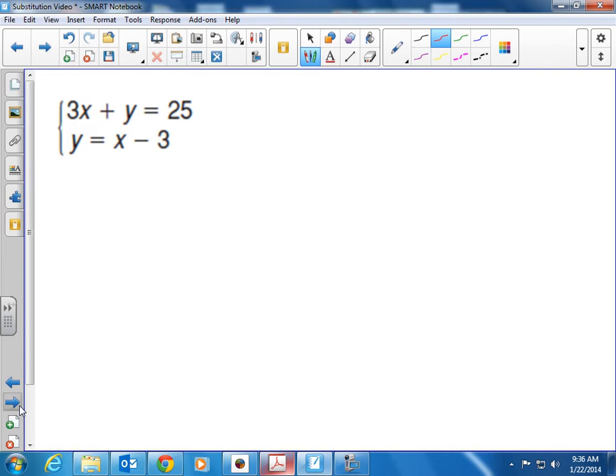Notice this system of equations. I already have in my second equation y solved for. I know that y is equal to x minus 3. Those two sides of the equation are equal. So y is the same thing as x minus 3. So what I'm going to do is take what y equals, x minus 3, and substitute it into the y of my first equation.